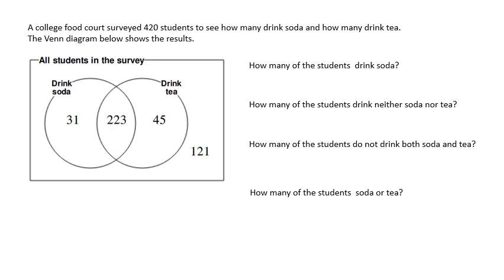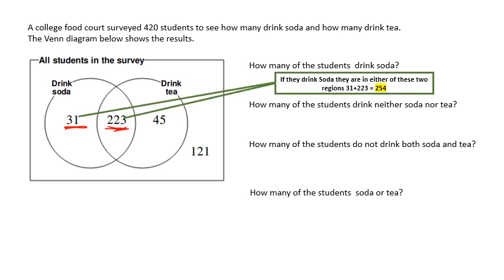So we took a survey of 420 students to see how many of them drink soda, and how many drink tea. The Venn diagram summarizes the results, and we need to answer the following. How many students drink soda? Well, if you drink soda, you have to be either standing in this region or in this region. And therefore, 254.